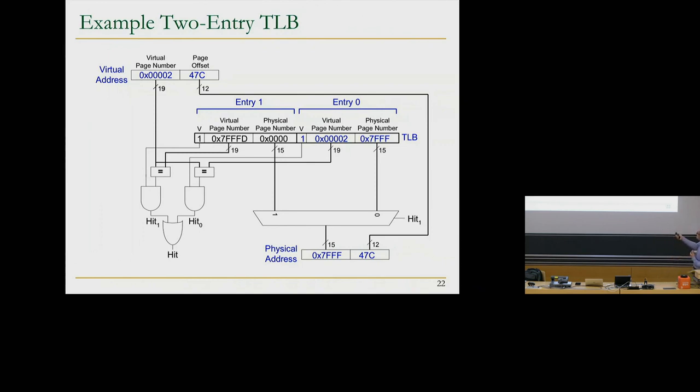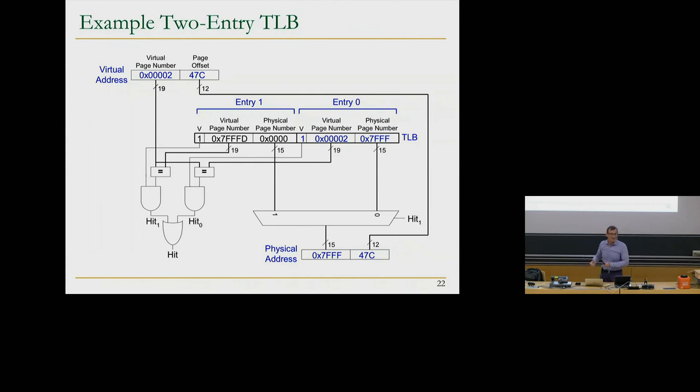And in this case, there's a match in entry 0, as you can see. What do you do? You get a hit for entry 0, take the physical page number from entry 0, and concatenate it with the page offset that you have from the virtual address. And that's how you do the translation. It's, in some sense, similar to a page table, but it's not a page table, it's a cache of the page table entries.